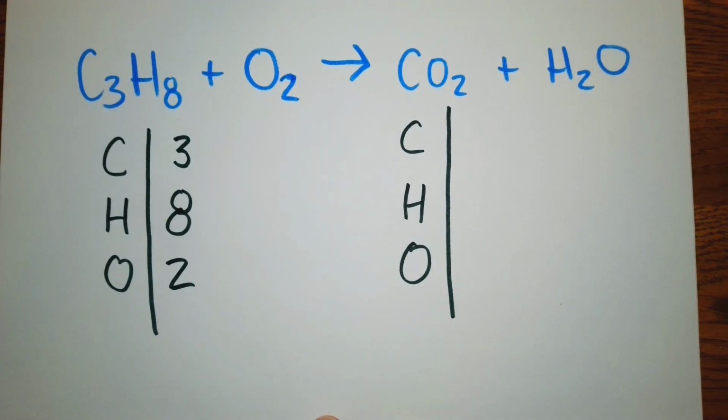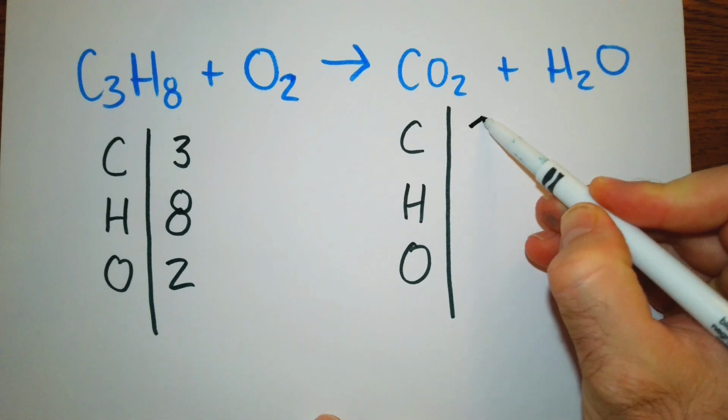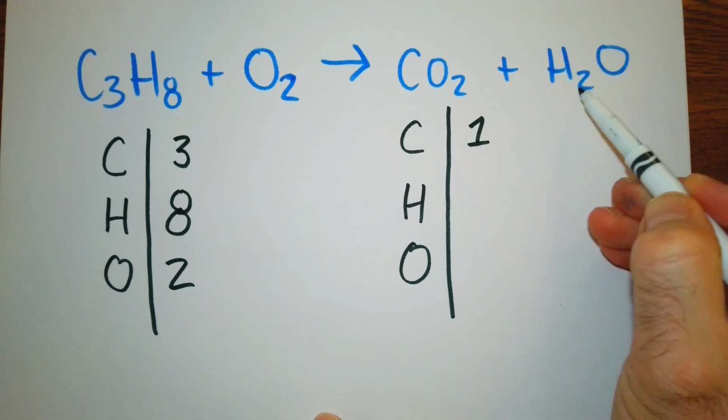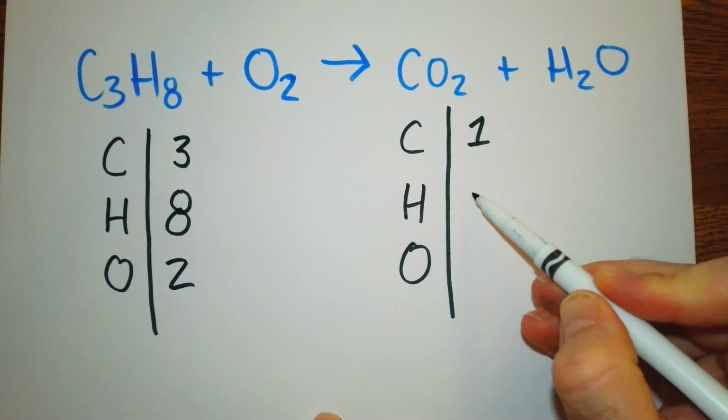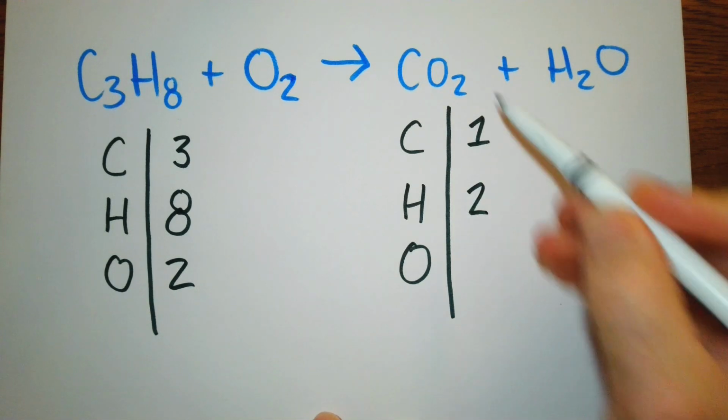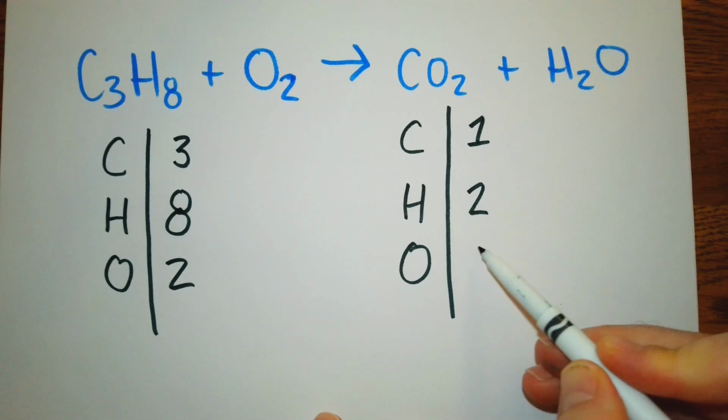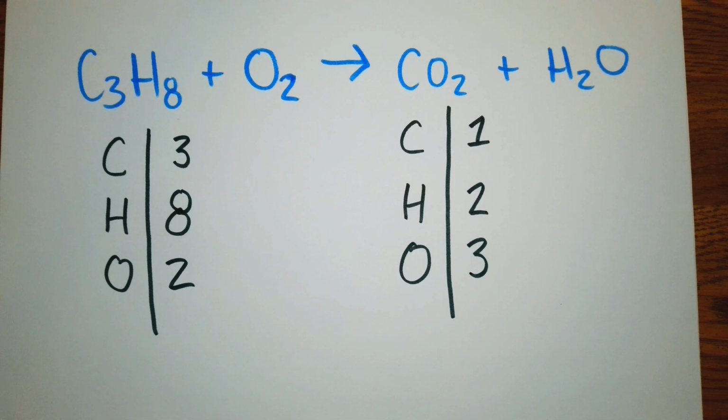On the product side, we have 1 carbon, we have 2 hydrogens, and then we have 2 plus 1 more for a total of 3 oxygens. Whenever doing combustion reactions, start with carbon first. Save hydrogen for next to last, and then save oxygen for last. That is usually the easiest way to do these.